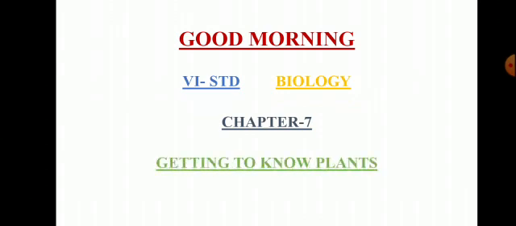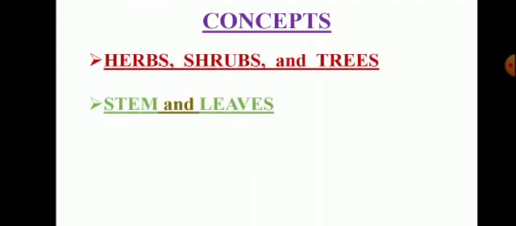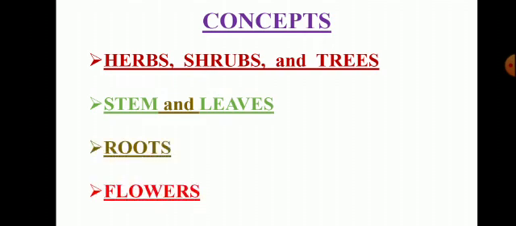Today we study a new lesson, Getting to Know Plants, chapter 7, page number 52 in your book. This lesson's concepts are: first, herb, shrub and trees; second, stem and leaves; third, root; fourth, flowers. Now we go to the lesson.